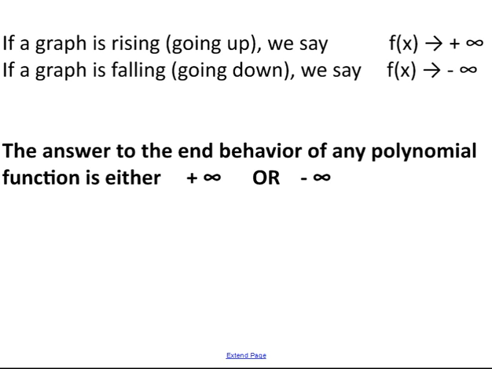Now, to tell whether or not a graph is going up, we would say f of x. Remember, f of x replaces y. So this is the same thing as saying y approaches positive infinity, but we never use y. We always say f of x. So f of x approaches positive infinity. Remember, the y values go up or down, so positive infinity would be up. And f of x approaches negative infinity would be going down.